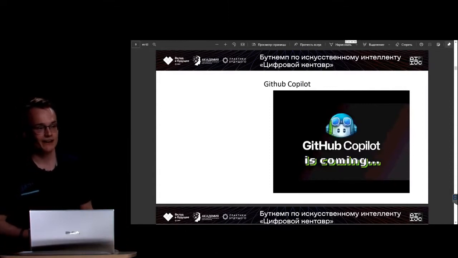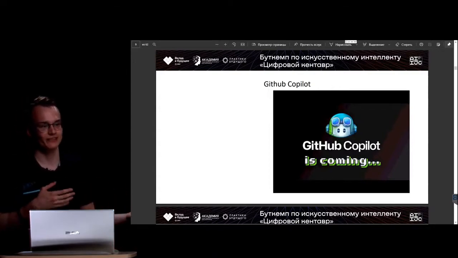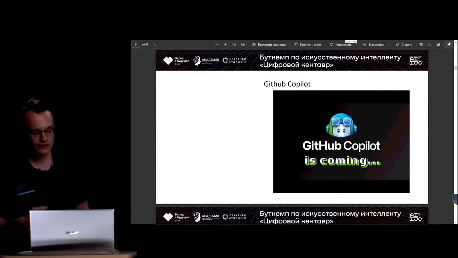Still another interesting thing is GitHub Copilot. You might have seen it somewhere in Vkontakte network or social media.